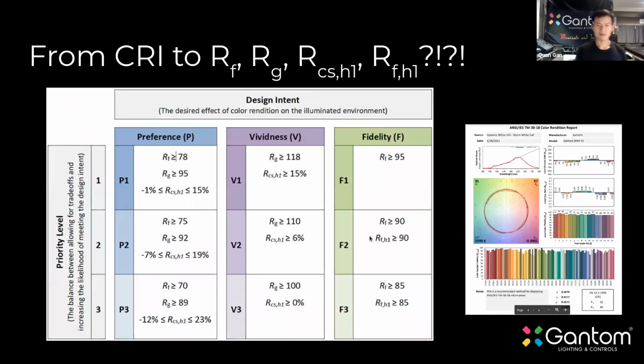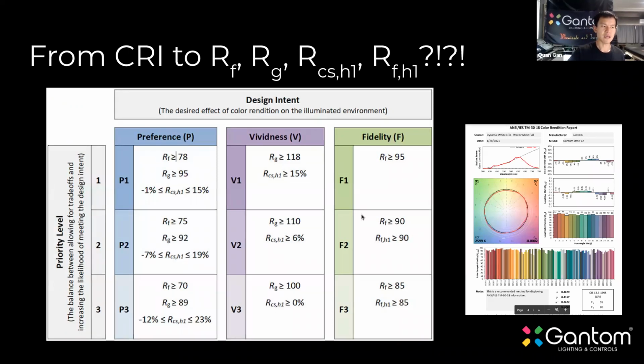Okay, so breathe a little bit, because this may look kind of overwhelming. We just went from a single metric called CRI into 4 different metrics. That was RF, RG, RCSH1, and RFH1. That's a lot. And if you had to do that for every single product, I can imagine that is quite time consuming as a specifier.